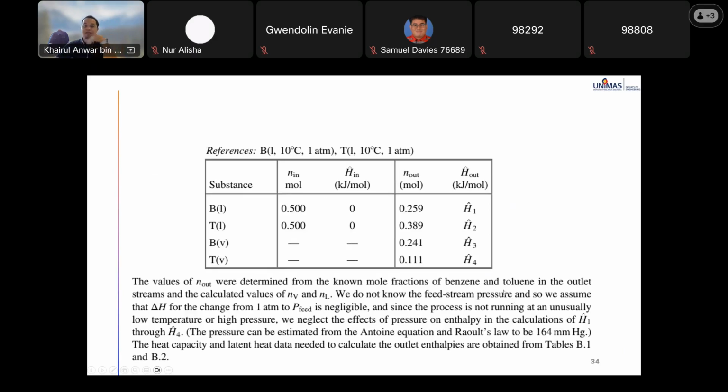So the value of n r, the value of n r from the normal boiling of benzene. Okay, we do not know the feed stream pressure, so we assume the delta H from the table. This would be difficult since the process is not running at an unusually low temperature and high pressure. We neglect the effect of pressure on enthalpy in the calculation. The pressure can be removed from the enthalpy calculation. So the V1 to like this.